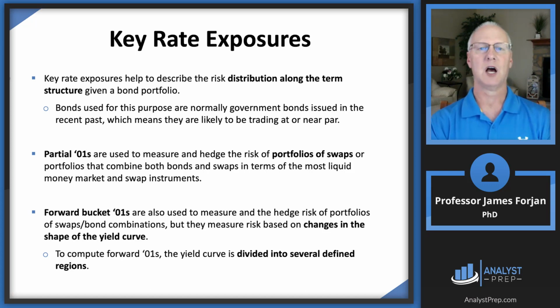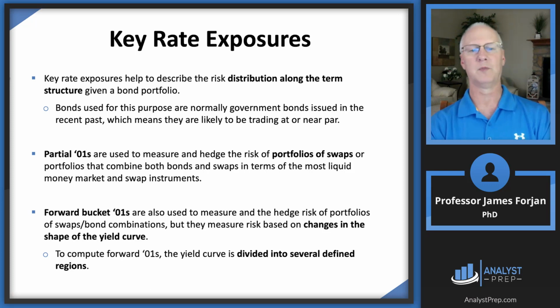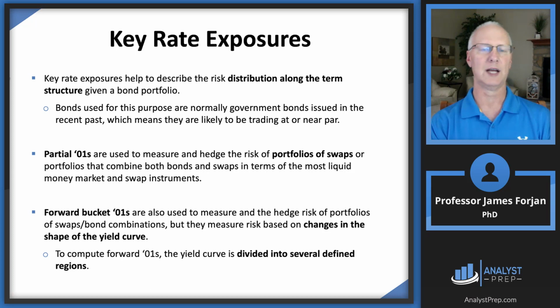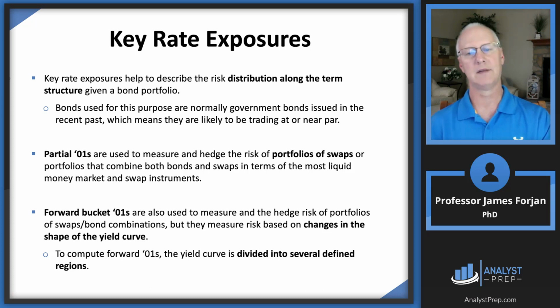And then we spent some time on the forward yield curve. So we're going to look at some forward bucket O1s. And this is going to be pretty interesting. What we're going to do is identify a multiple year period, like 2 or 3 year periods, and just throw all those forward rates into a bucket. And then we're going to try to use those buckets to help us value these fixed income securities and also to hedge. Look at that last circle point I have down there. Yield curve is divided into several defined regions or buckets.